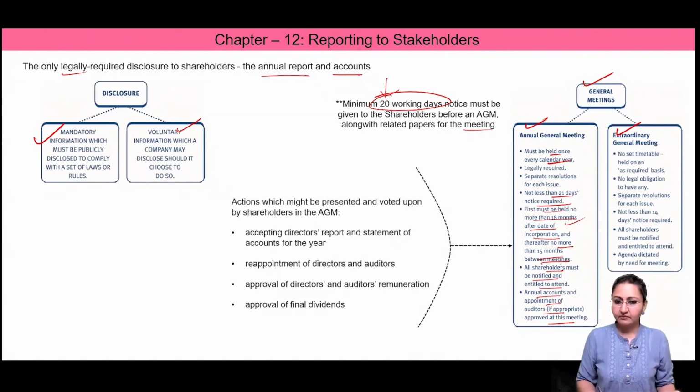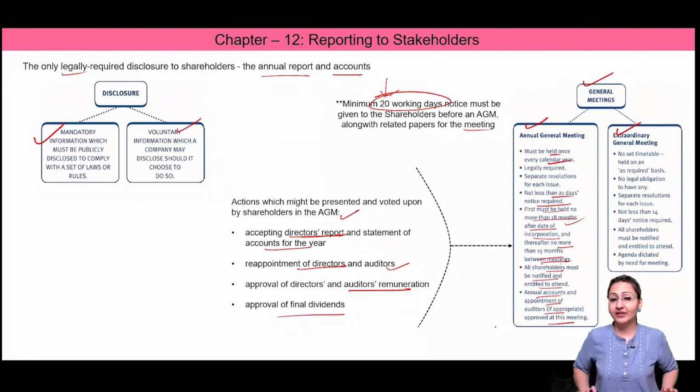Now, voting will happen in the AGM. On what? The directors' report will be presented to them. The directors will present the accounts of the year. Directors will be reappointed. Auditors may be reappointed. Directors' and auditors' remuneration need approval of the shareholders. And then the final dividend, if it needs to be paid, has to be approved. These are the major actions where the voting of the shareholders is needed in an AGM.